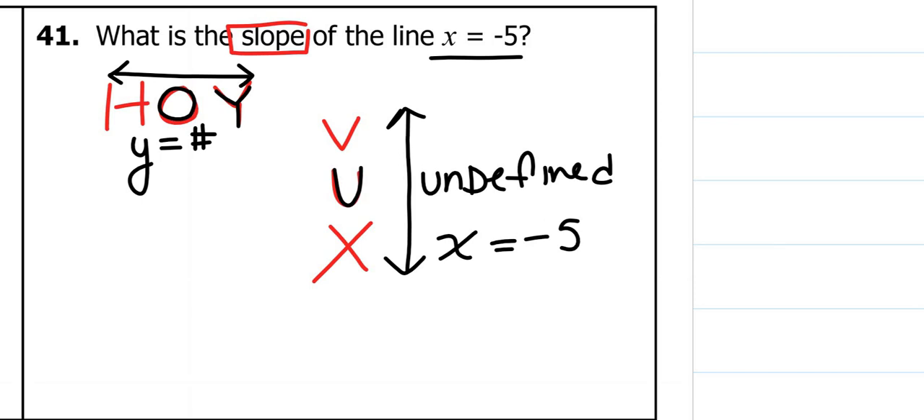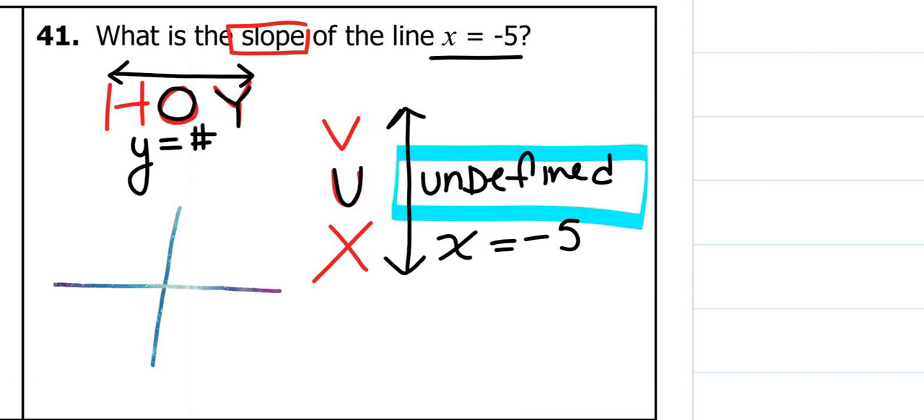So the answer here is, what's the slope? Our slope is undefined because we have a vertical line. So if it was a graph with an x and y axis, and I have -5 here, it would be a vertical line that passes through -5 along the x-axis. Okay, let's move on to the next problem.